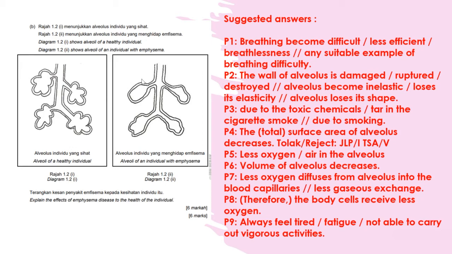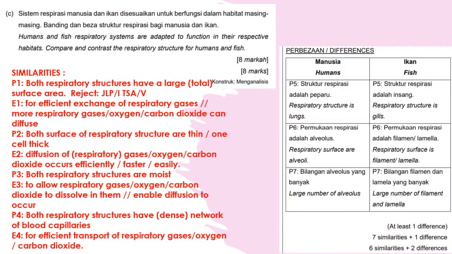Okay, you have to know that if you are given this diagram, this refers to emphysema, because the alveolus wall is ruptured or damaged. The alveolus loses its shape, which causes the surface area of the alveolus to decrease, and so less gas exchange occurs. Okay, so that is referred to question 1b.